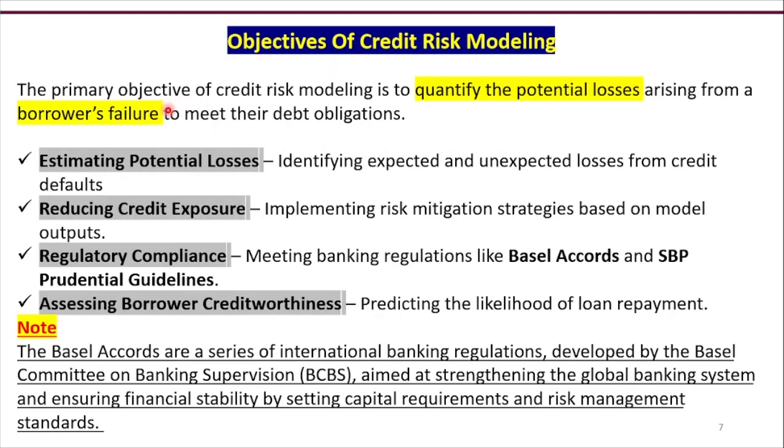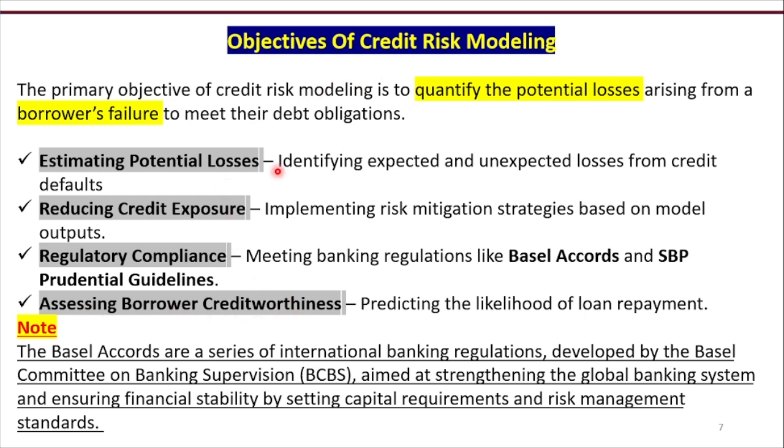The primary objective of credit risk modeling is to quantify the potential losses arising from a borrower's failure to meet the debt obligation. This is a simple definition which we have already discussed in our previous chapter. Okay, I don't need to explain this in detail. First thing, estimate potential loss, reducing credit exposure, regulatory compliance, assessing borrowers' creditworthiness.